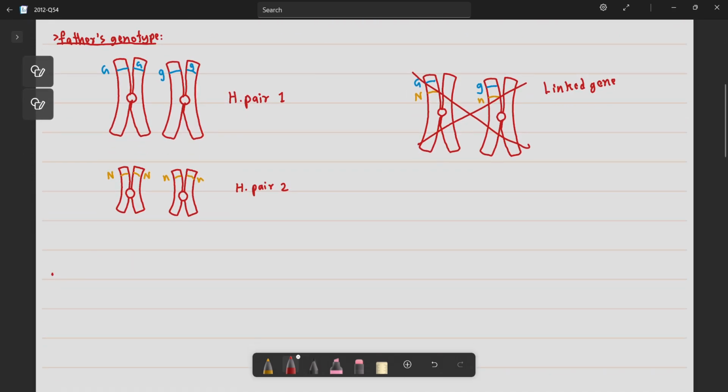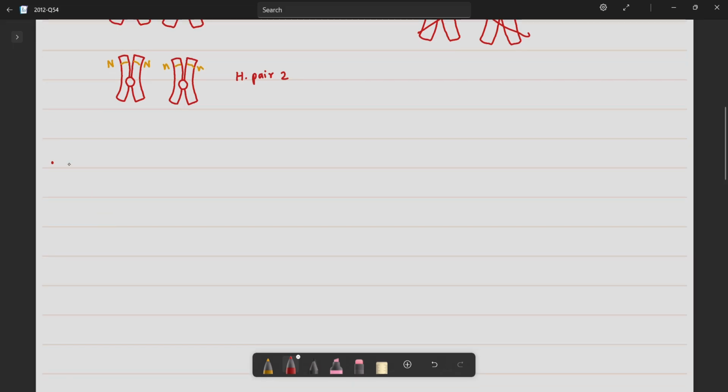Now the other one that we must know, the easiest one, is that the dominant allele shows complete dominance. Meaning that if they inherit a dominant allele, it will most certainly be expressed over the recessive allele. Unless you inherit two recessive alleles, then you might express the recessive trait, but for the dominant trait, at least one copy of the dominant allele will express the dominant trait.